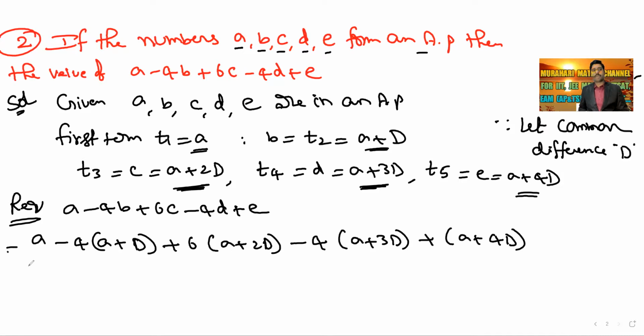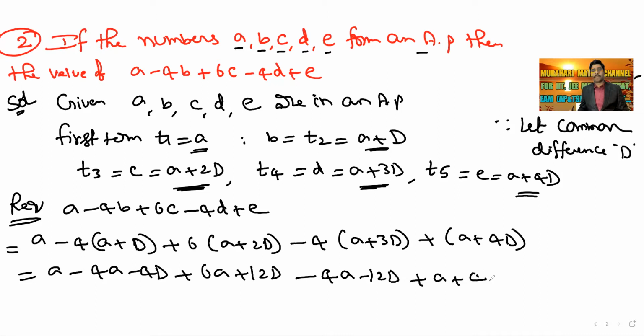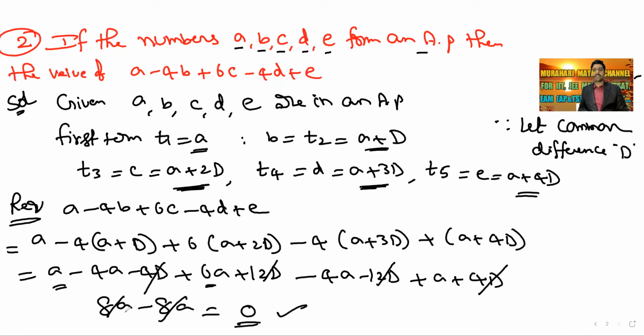Now it will be A minus 4A minus 4D plus 6A plus 12D minus 4A minus 12D plus A plus 4D. In this, plus 4D and minus 4D get cancelled. Minus 12D and plus 12D cancel. Next, the A terms: A plus 6A plus A is 8A, minus 4A minus 4A is minus 8A. 8A minus 8A gets cancelled. It will be 0. So what is the answer? 0.